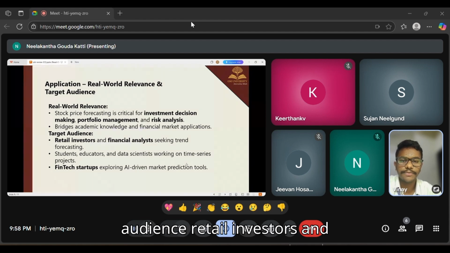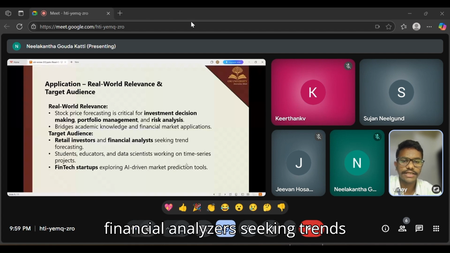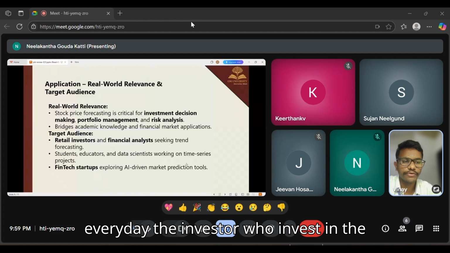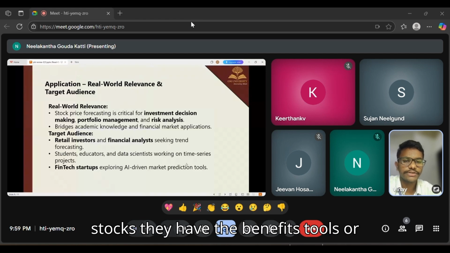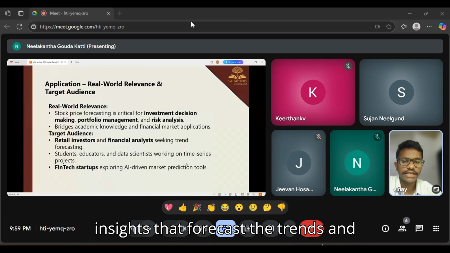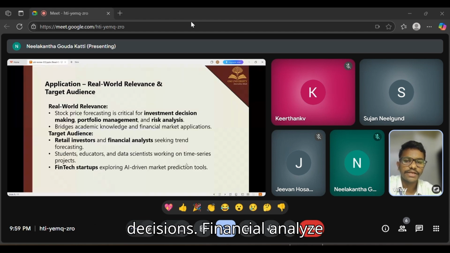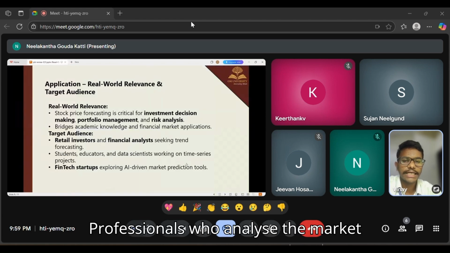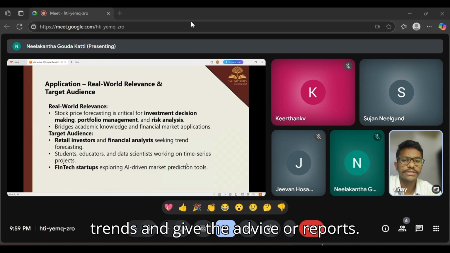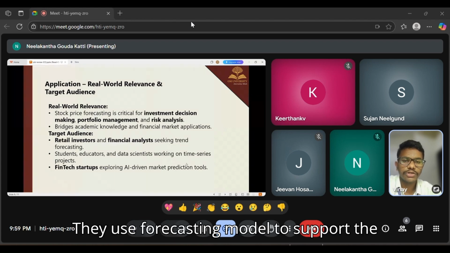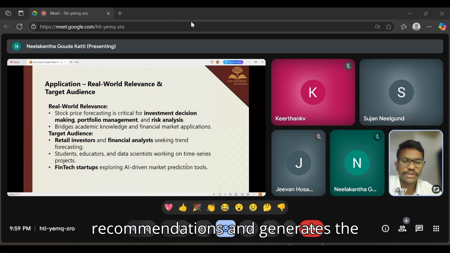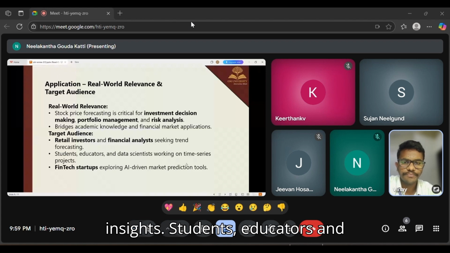Next, target audience: retail investors and financial analysts seeking trend forecasting. Retail investors means everyday investors who invest in stocks. They benefit from tools or insights that forecast the trends and help them to make informed trading decisions. Financial analysts are professionals who analyze the market trends and give advice or reports. They use forecasting models to support their recommendations and generate insights.